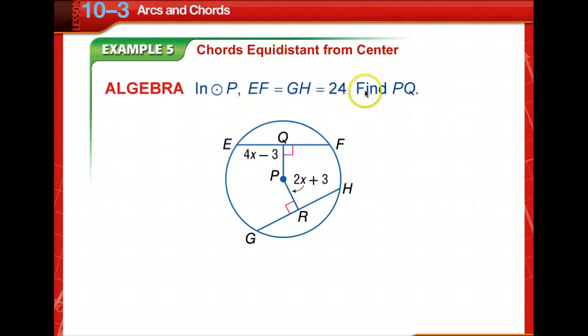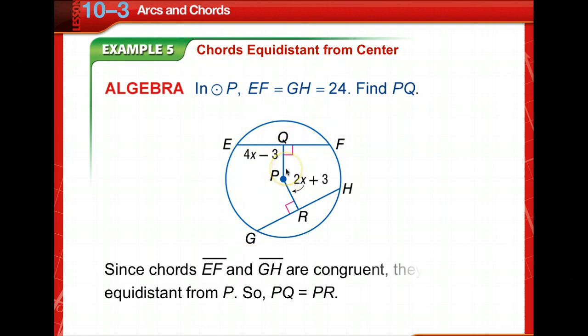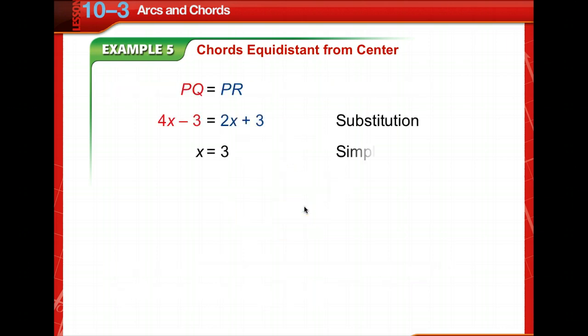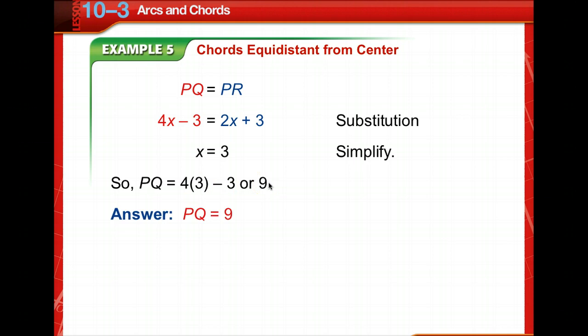So we're looking at circle P. EF is equal to GH, so we're told these two chords are equal, so we're trying to find the measurement of PQ. Well, since chord EF and GH are congruent, they are equidistant from P. So PQ is equal to PR. We'll set the quantities equal to each other by substitution, and then in order to find PQ, we're going to substitute 3 in for x and find out that PQ is equal to 9.